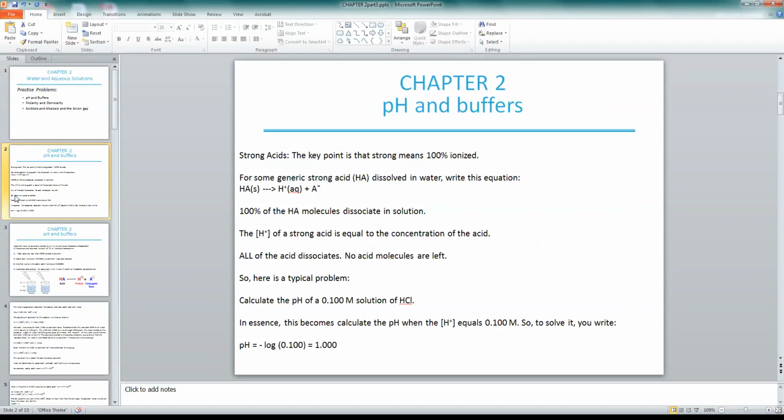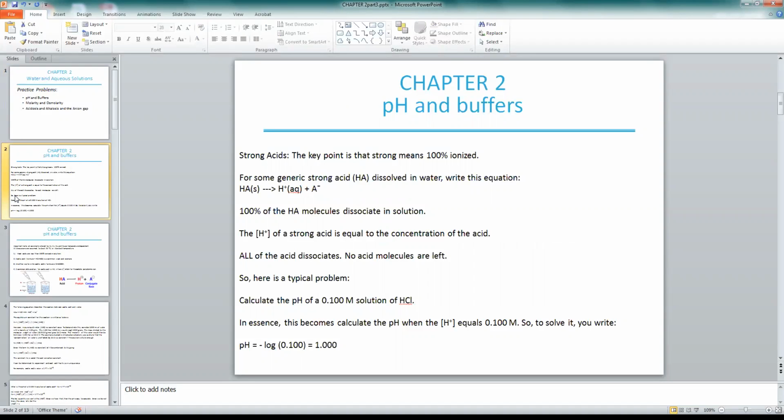And so we can represent that generically using HA going to H+ and A-, where that could serve for any acid. If we know that 100% of our HA molecules dissociate in solution, then we know that the concentration of the H+ is going to be equal to whatever the concentration of our acid was to start with. That means all of the acid dissociates, so there are no acid molecules left. All of them have been converted to H+.